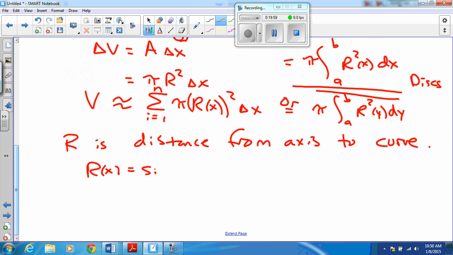So the radius is automatically sine of x minus 0, which is equal to sine of x.